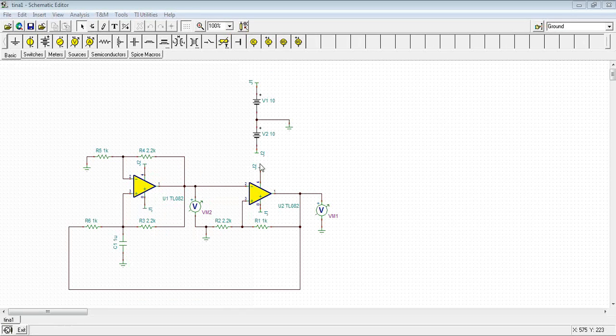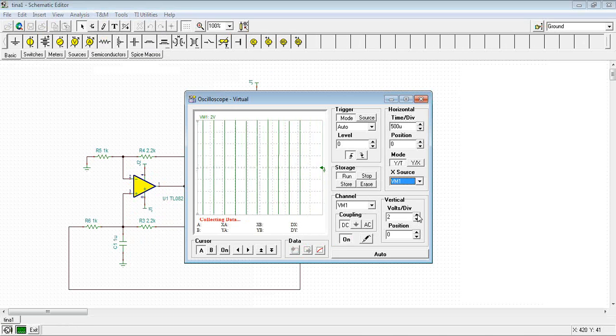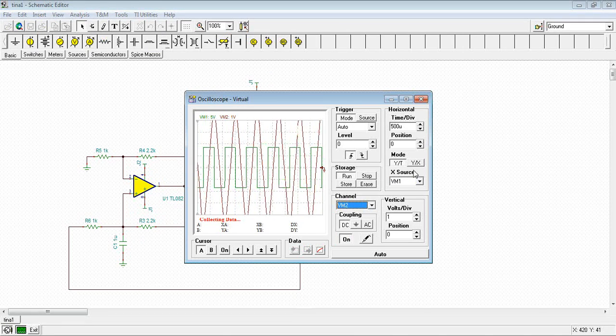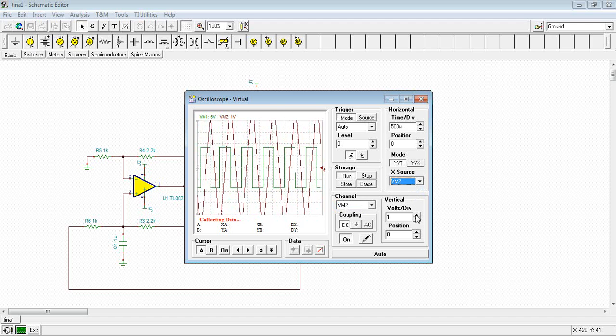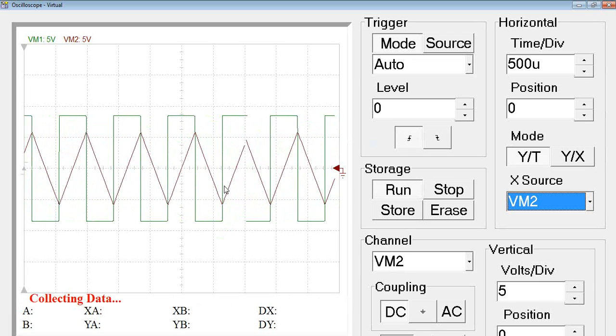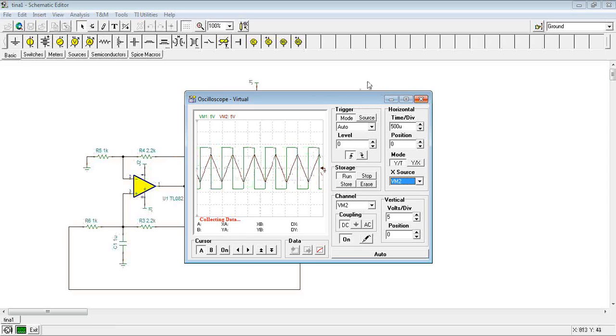So guys, I'll now show you the output of part A of our system on the oscilloscope. As you can see, we're getting a square wave which has a peak-to-peak voltage of 16.96 volts. Let me change to the second channel. You can see that we've again got a triangular wave which has a peak-to-peak voltage of approximately 11.5 volts. For better clarity, let me maximize it. So that's all for the simulation guys.